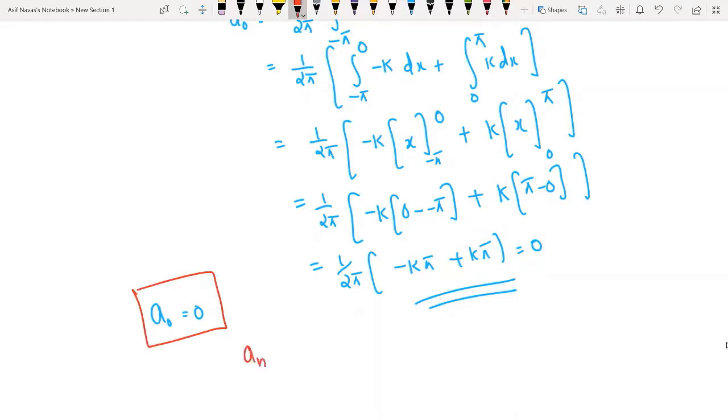Now we will find an. An is 1 by pi integral minus L to L f of x cos n pi x by L dx. So this is the formula.